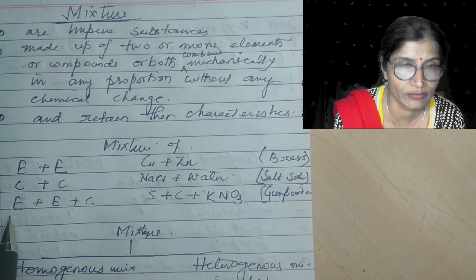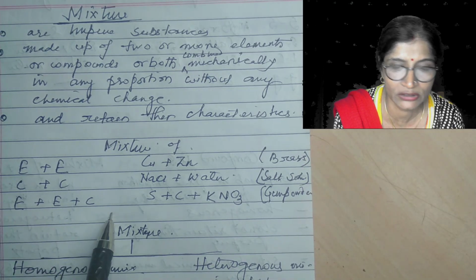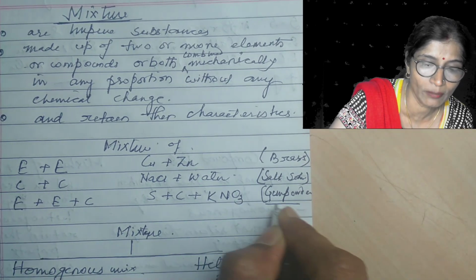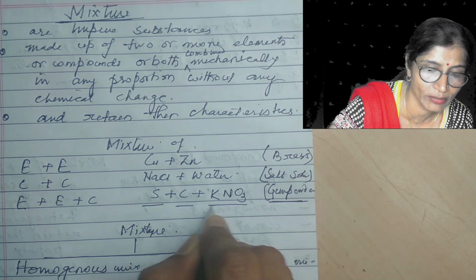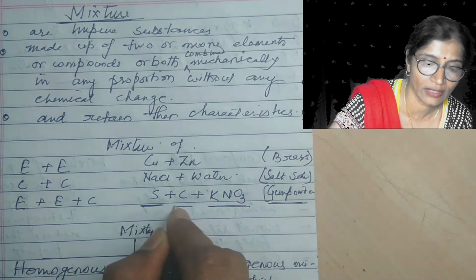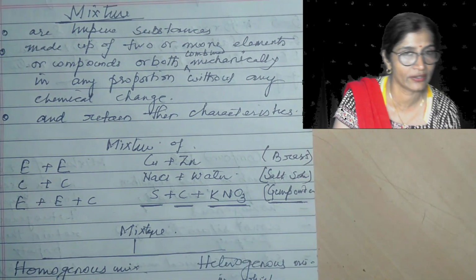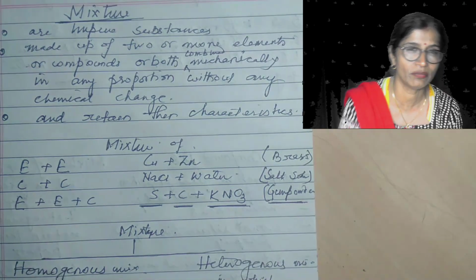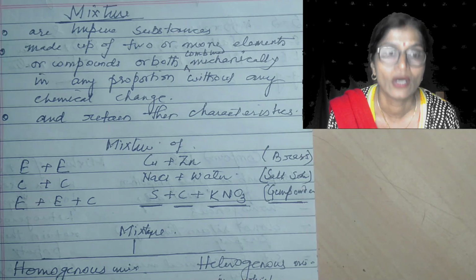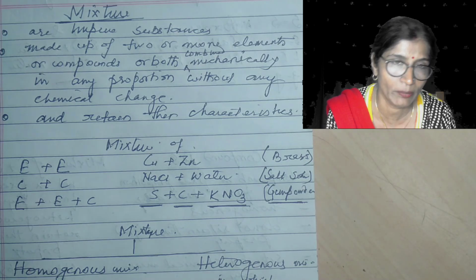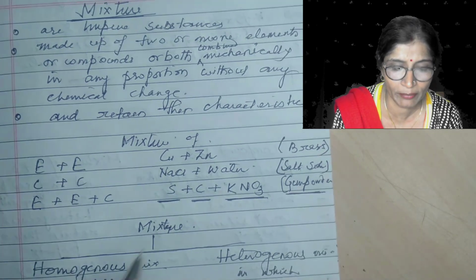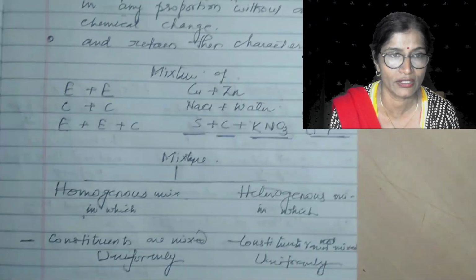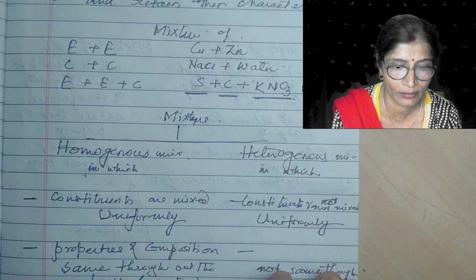Another example where two elements and one compound are there is gunpowder. Gunpowder is made up of sulfur, charcoal and potassium nitrate, where sulfur and charcoal are elements and potassium nitrate is a compound. So it means a mixture is made up of either two elements or two compounds, or maybe both are there. Now a mixture can be a homogeneous mixture or a heterogeneous mixture.